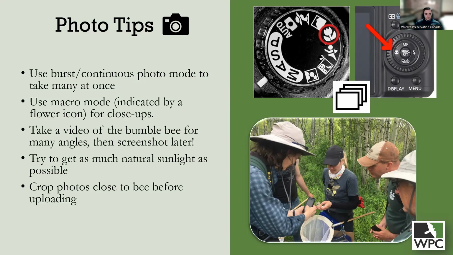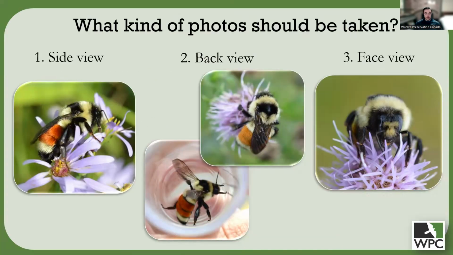With that out of the way, when we're thinking about photographing bees for identification, we think about what kinds of photos should be taken. And again, this relates back to how we identify bees in general, which is by identifying the color patterns on the head, the thorax, which again is that middle part of the body where the wings and the legs attach, and then also the abdomen, which is that long part that has the stinger on the end of it, which is basically the bee's bum.